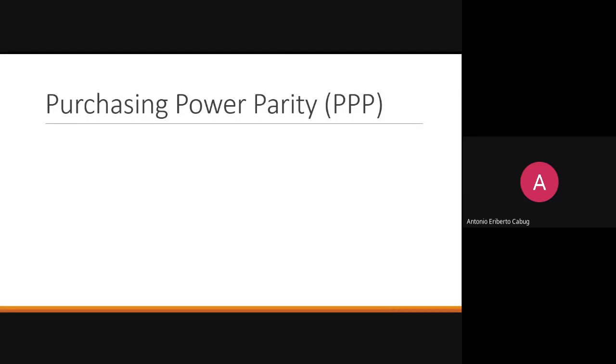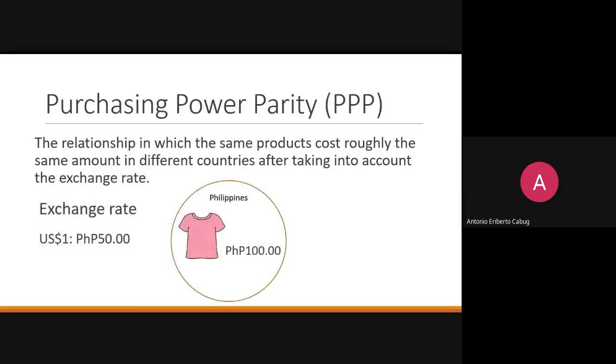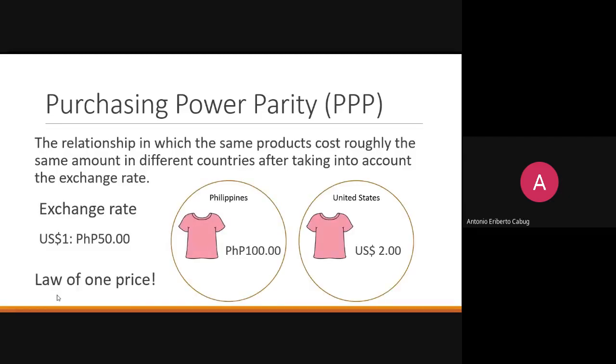Okay, so I hope you're able to watch the video assigned to you, which is about absolute PPP and relative PPP. So what's the difference? Absolute PPP is very much similar to the concept of law of one price. Purchasing power parity in an absolute sense means law of one price, absolute PPP.